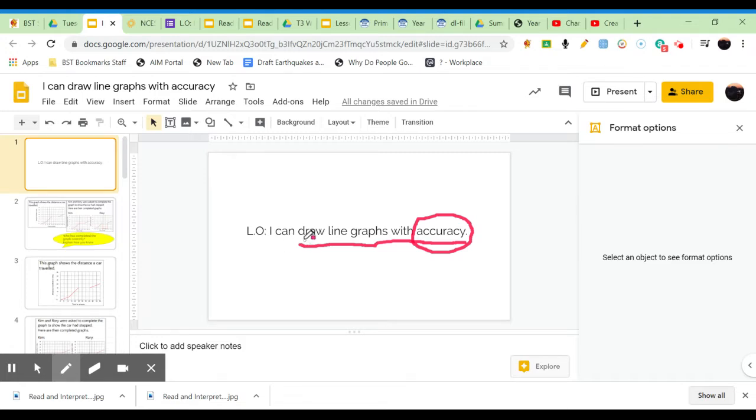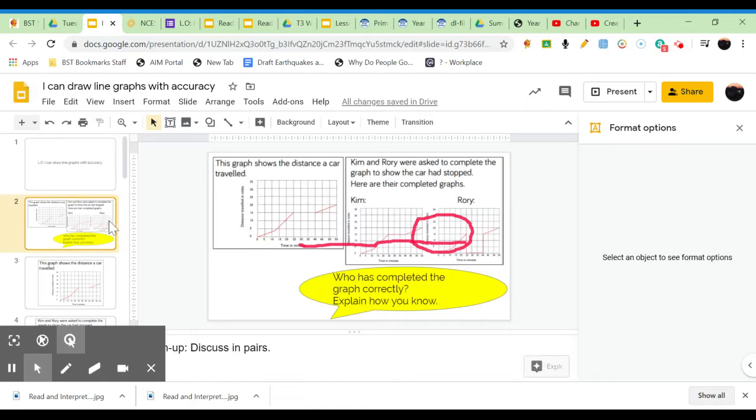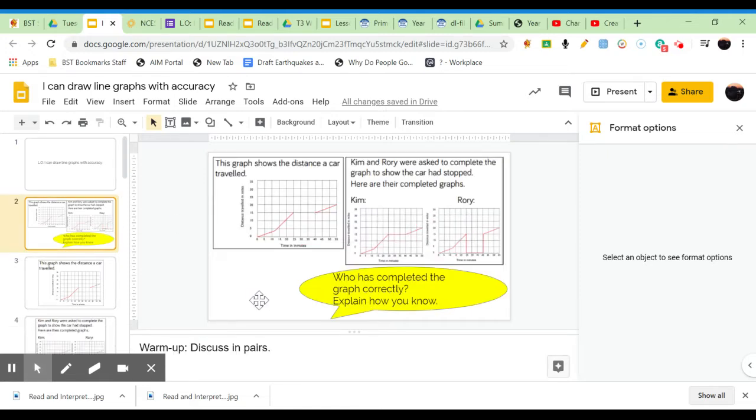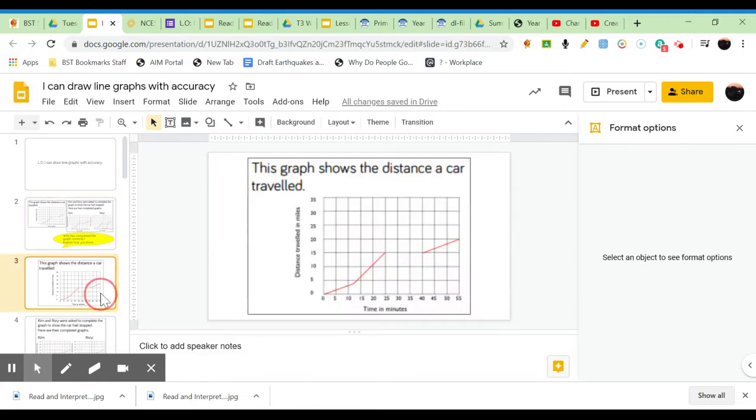Now, so we're going to be drawing line graphs. Let's have a look at this then. I hope you've got all of the equipment you need, and let's move on. Right. First of all, we're going to start with a little bit of a problem here. Now, there is a graph. This graph shows the distance a car has traveled, the distance traveled in miles from 0, and it goes all the way up to 35 miles.